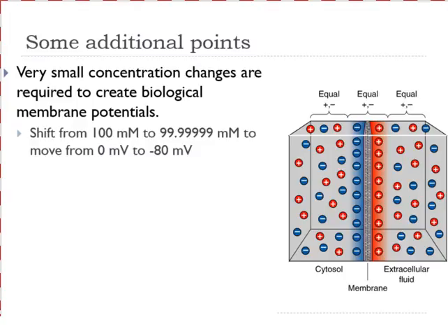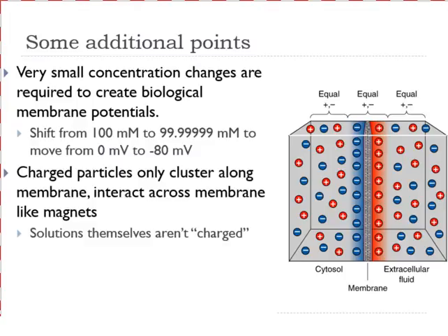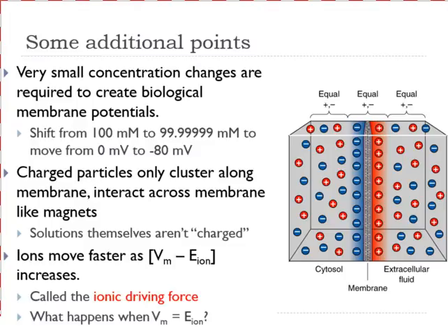So that's one thing. Another thing is we shouldn't say once the particles enter, they only cluster along the inside of the membrane and they interact across the membrane like magnets. So you shouldn't say the entire solution on the inside or outside of the cell is charged. It's really just right along the edge of the membrane. So we would say the inside of the membrane has a charge, but we wouldn't say the entire inside of the cell is charged, right? And that's what this illustration is showing. There's basically equal charge everywhere except for right along that membrane.